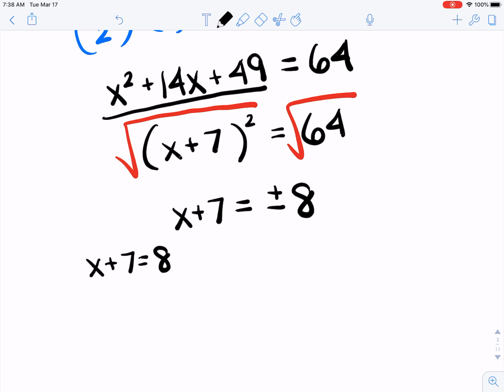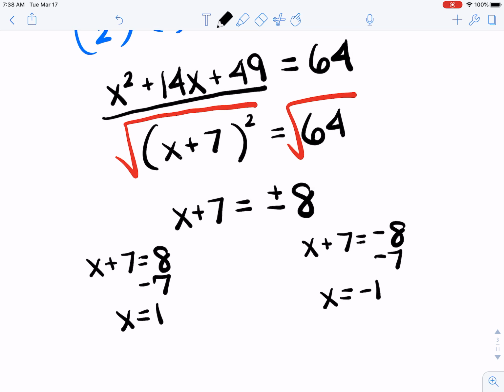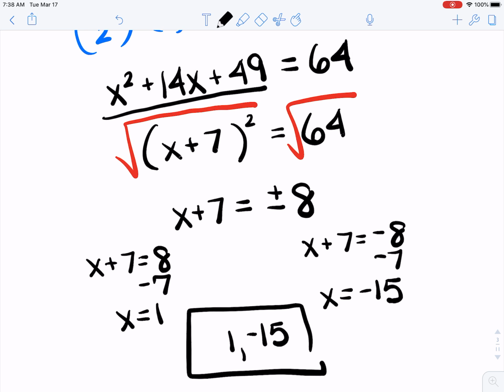Again, if you can do this in your head, that's fine. Of course, when it comes to quiz time later on in the week, you will have to show me every single one of these steps. Because of the nature of this type of online quiz, you are going to have to show me all of your steps, including those ones that normally we could do in our head. So the answer is 1 and negative 15.